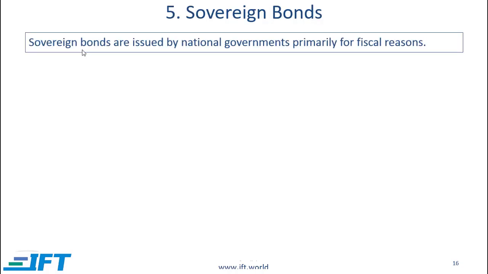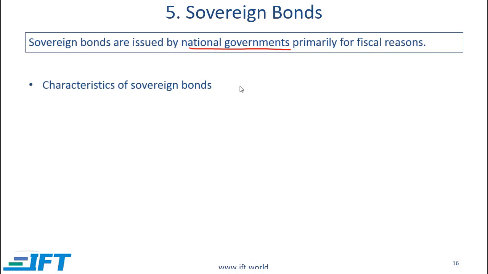Sovereign bonds are issued by national governments primarily for fiscal reasons. Sovereign bonds have different names in different countries. In the United States, for example, they are called US Treasuries. Sovereign bonds can also have different names depending on maturity.